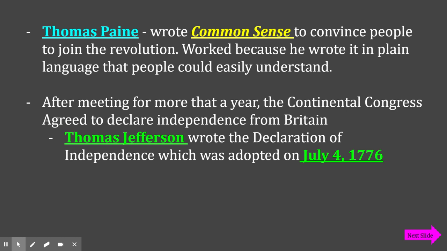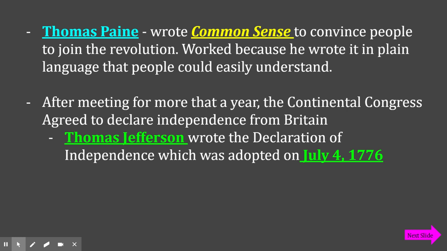Thomas Paine, around the same time, wrote a pamphlet called Common Sense, which was literally just an argument to convince people to join the revolution. It worked because he wrote it in plain language that people could easily understand. So people were reading this pamphlet saying, join the revolution, get away from the British, and they agreed. So Thomas Paine was really successful in getting a lot of people to get on the side of the revolutionaries, not on the side of the people who are loyal to Britain, or the loyalists.